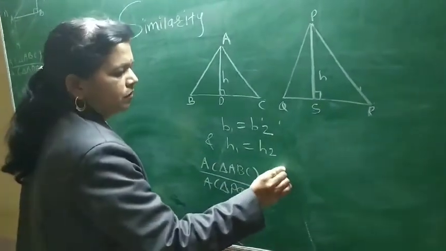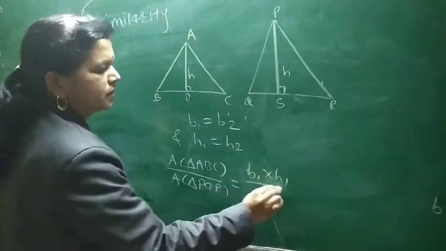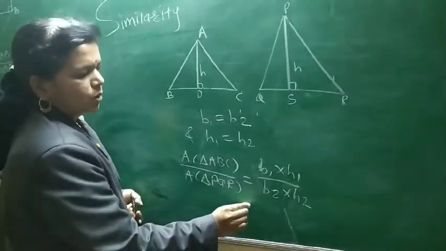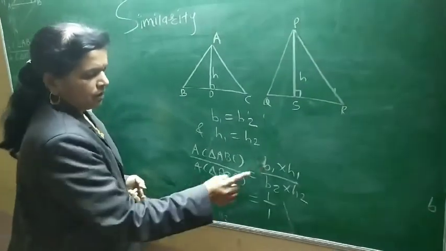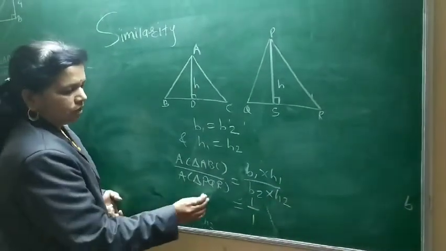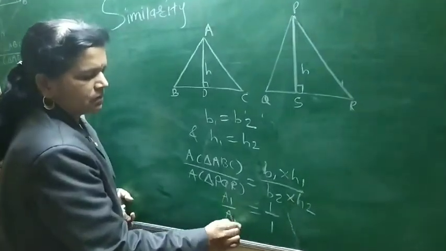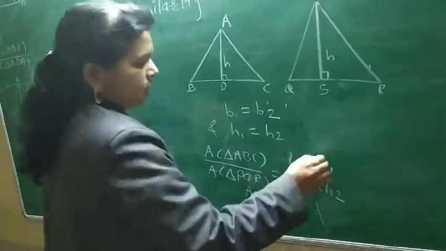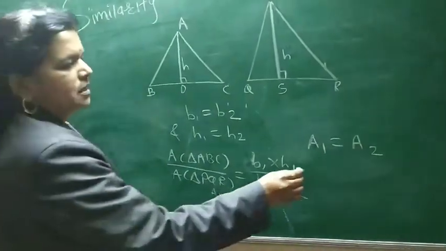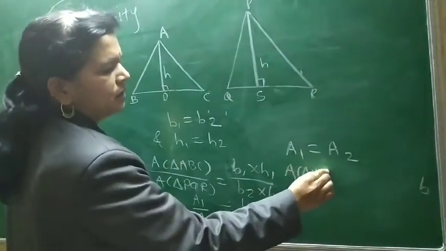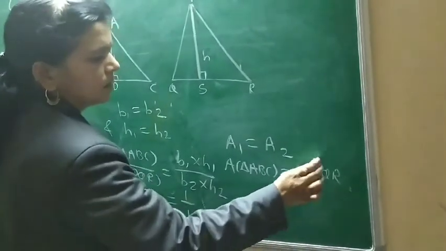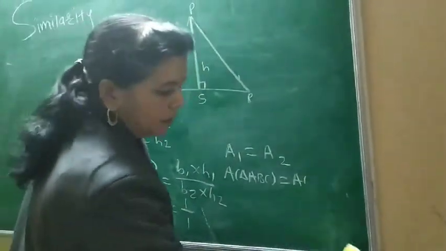Now here what is coming? B1 into H1, B2 into H2. Here both B1, B2 are equal, H1, H2 are equal. So what will we get here? 1 upon 1. B1, B2 cancel and H1, H2 also cancel because both are equal. Now what will we get here? A1 upon A2 is equal to 1 upon 1. That is, we will get A1 is equal to A2. That means area of triangle ABC is equal to area of triangle PQR.